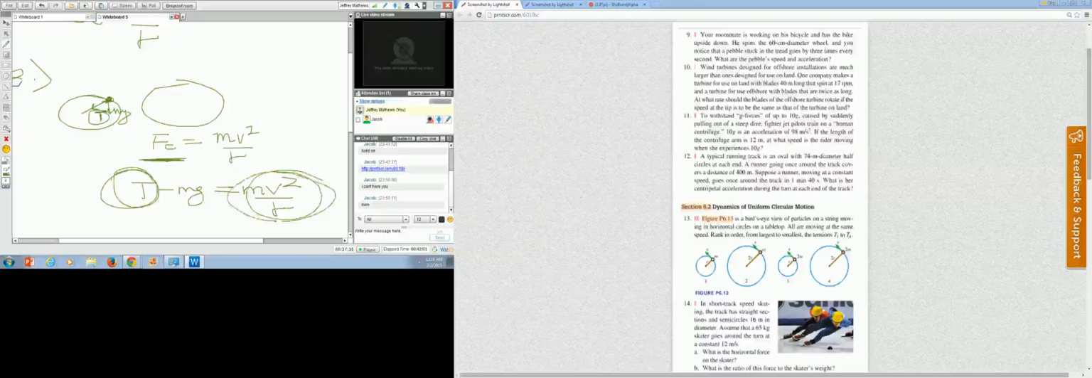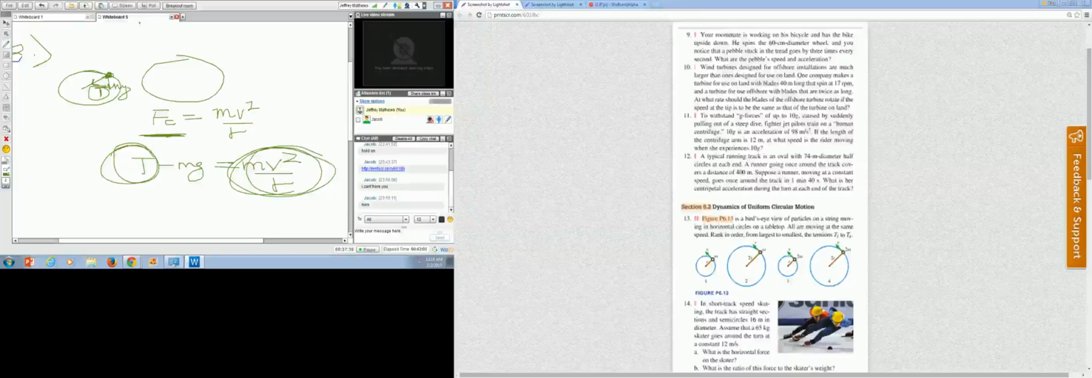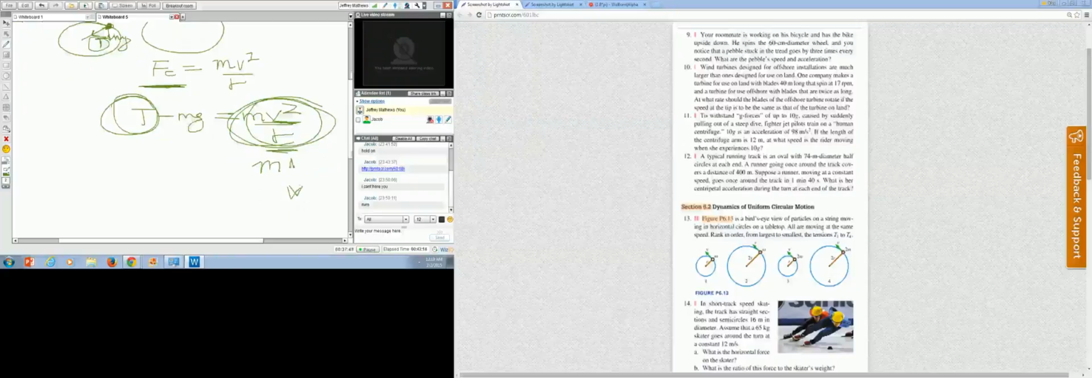So what is FC here? That's tension minus mg equals m v squared over r. So for tension to be big, this thing has to be big. Looking at the four circles, in the first circle v is normal and r is normal. In the second circle, v is normal and r is 2r. Because of the 2 in the denominator, this will be smaller. If I call this T1 and this T2, T2 is smaller than T1.